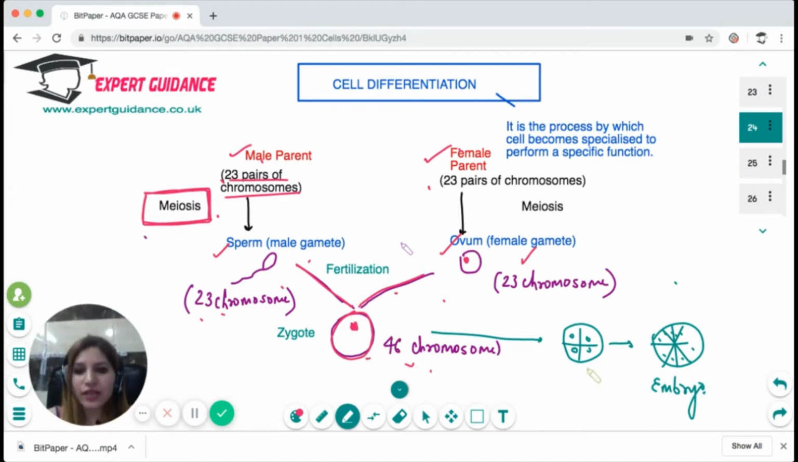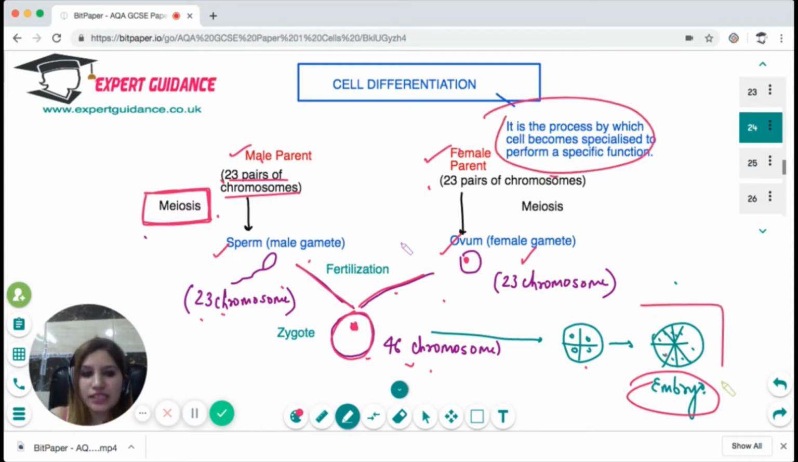Now the zygote divides into 2, 4, 6, 8 and many cells and forms an embryo. At this stage, the entire cell mass is unspecialized. It has no function. We do not know which part will form the digestive system, which part will form the circulatory system. After that, the process of cell differentiation begins. Now this embryo, whose cells have not yet specialized, has stem cells. Stem cells are an undifferentiated mass of cells which can differentiate into any cell type.